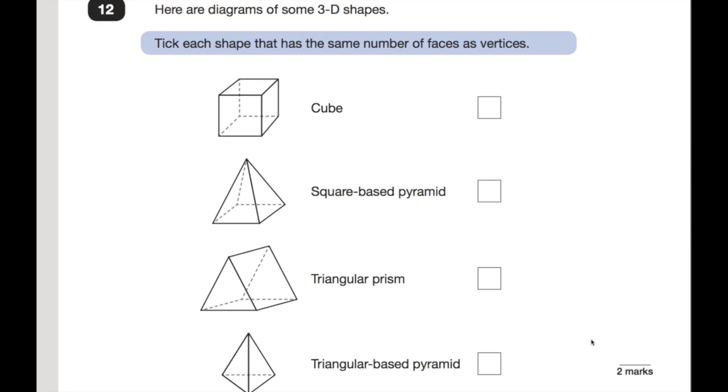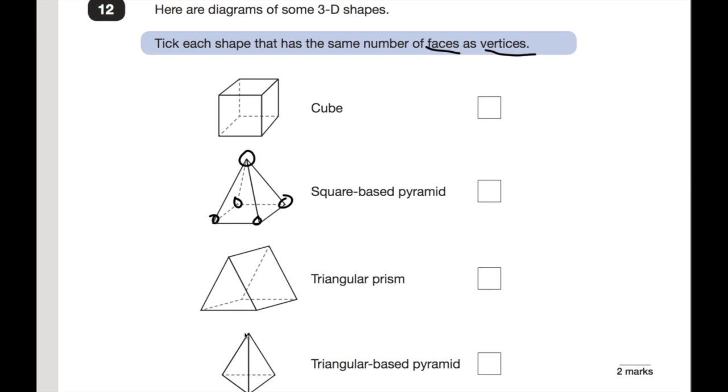Number 12 says, tick each shape that has the same number of faces as vertices. Now, faces are the flat surfaces on the sides of the shape, and the vertices is just a posh word for the corners. You could count all the corners and all the faces and work it out for yourself, but as a general rule, pyramids always have the same number of faces as they do vertices, so I'll show you what I mean. There's one corner here, 2, 3, one behind at the back, 4 and 5. So there are 5 vertices, and the number of faces, we have 1, 2, 1 on the back, 3, 4, and then 1 underneath is 5.